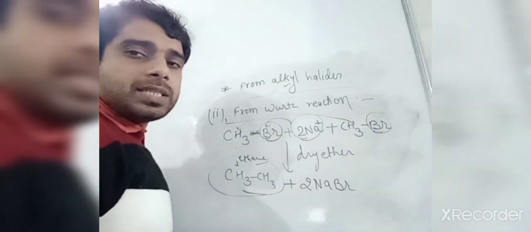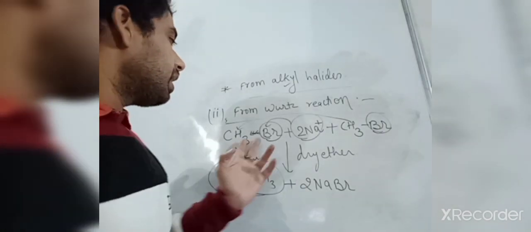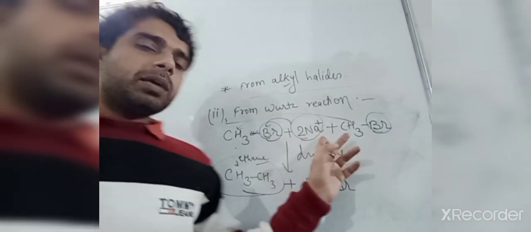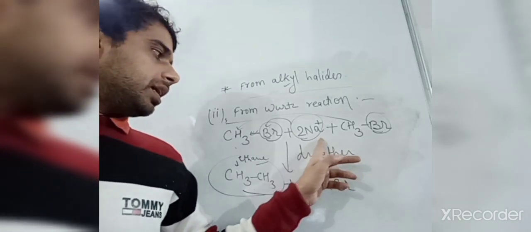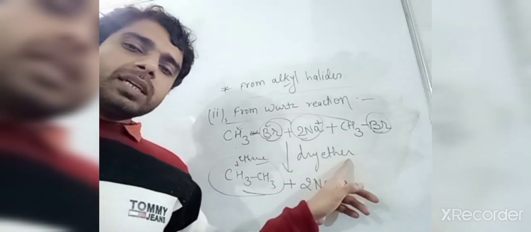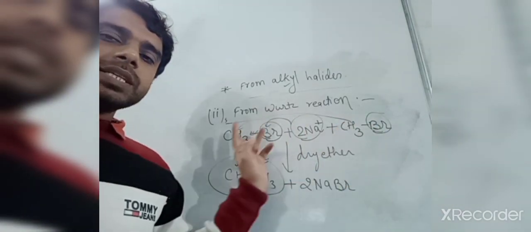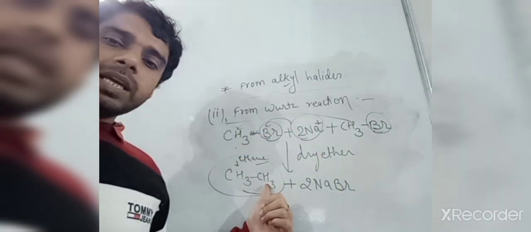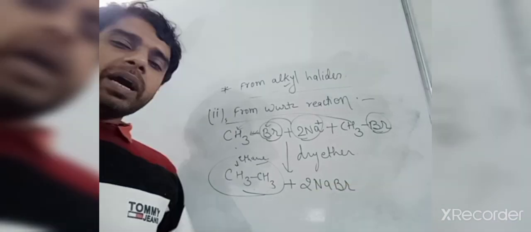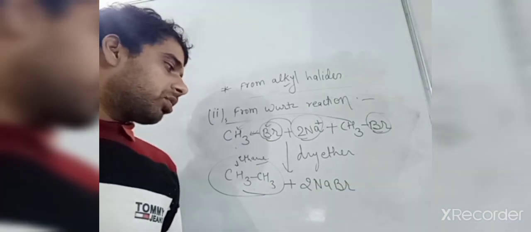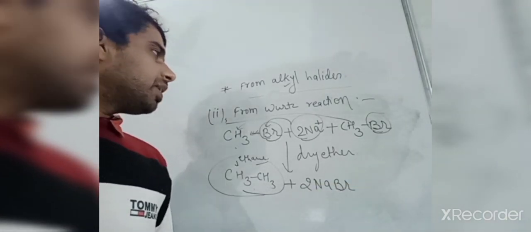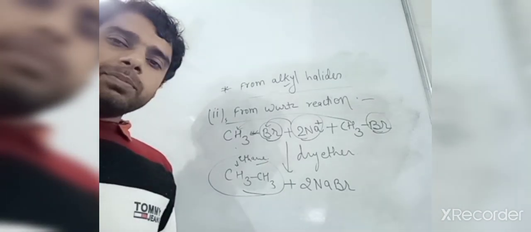So it is essential that you understand that when alkyl halide combines with sodium metal in the presence of dry ether, after the combination of CH3 and CH3 it will form ethane and 2 sodium bromide, 2 moles of sodium bromide will be released in that process.